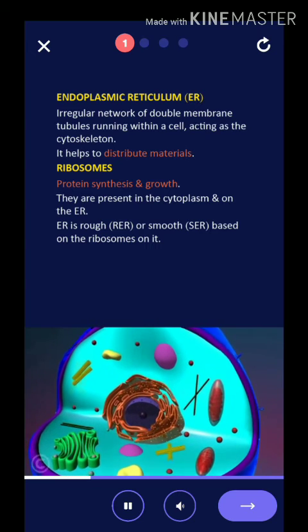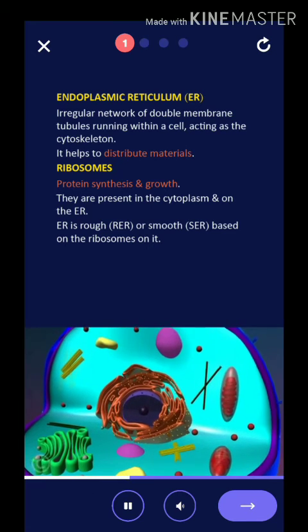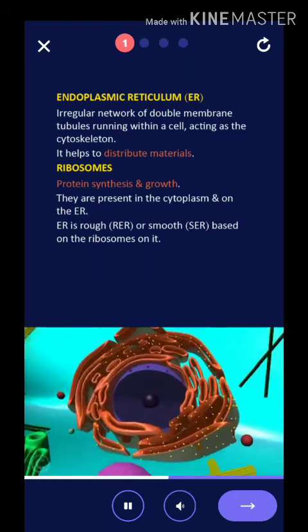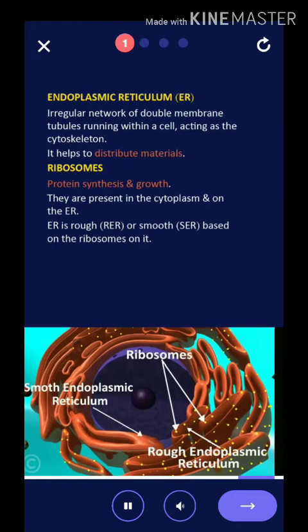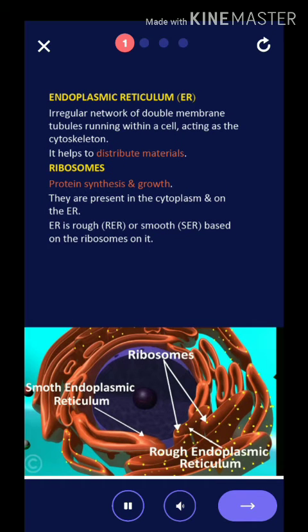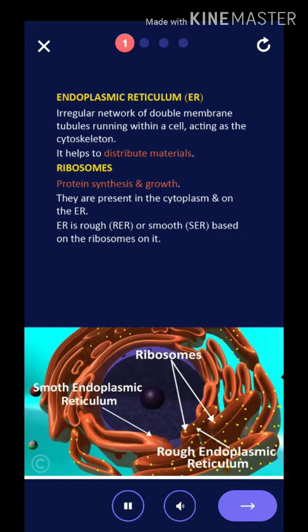Endoplasmic reticulum, or ER, is an irregular network of double-membrane tubules running within a cell, acting as the cytoskeleton. It helps to distribute materials. Ribosomes help in protein synthesis. They are present in the cytoplasm and on the ER. ER is rough, RER, or smooth, SER, based on the ribosomes on it.